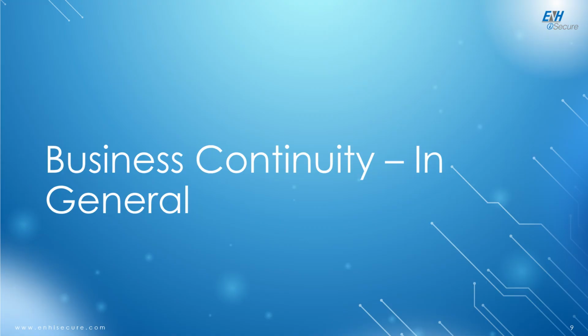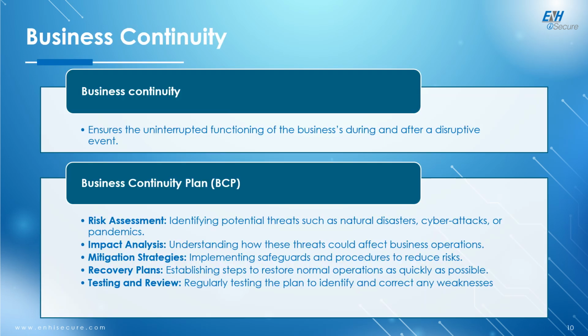The second topic is business continuity in general. So now we'll understand what business continuity is. It means ensuring the uninterrupted functioning of the business during and after any disruptive event. It means critical business operations can continue during and after a disaster, so that we can minimize the downtime. This is called business continuity.